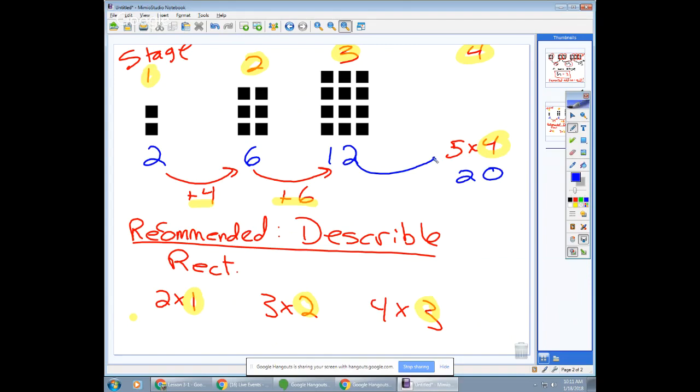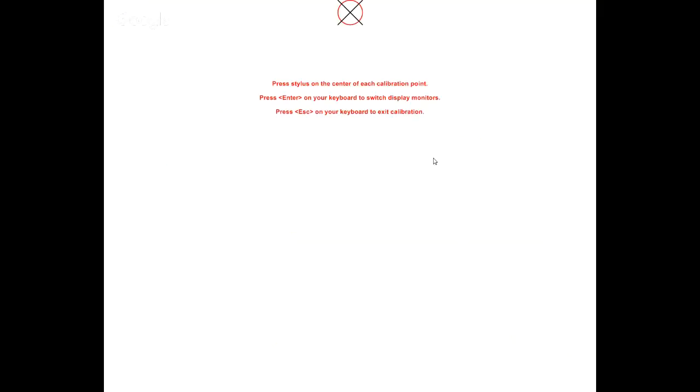Oh, my pen's not tracking right. Oh, this is sliding off the wall. Try the tape again. 8. Reset. About that. Fun with technology.